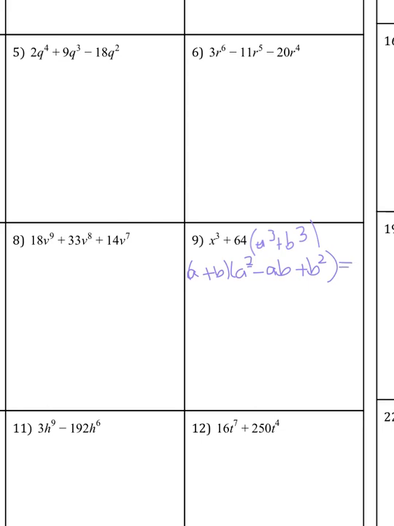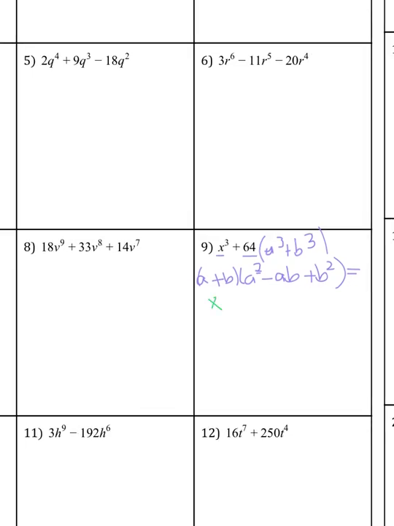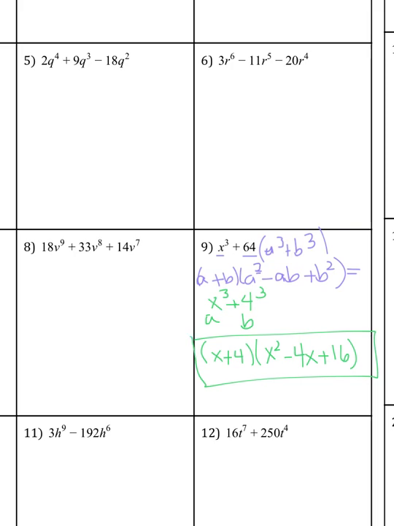So in order to do this though, you have to cube root this front, cube root this constant here, and so we can rewrite it. We can rewrite this as x cubed plus 4 cubed. And so the x is our a value and the 4 is our b value. So this becomes x plus 4, and this is x squared minus 4x plus 16, and that is factored completely.